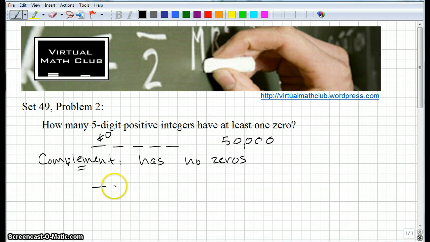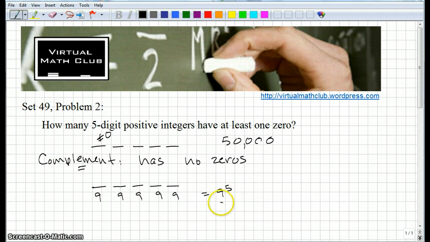So again we have 5 digits, and what are our choices for this first digit? We can choose the numbers 1 through 9, right? So we have 9 choices for the first digit. And then if we're counting the ones that have no zeros, we have 9 choices for the second digit, so just 1 through 9. We can't choose 0. 9 choices for the third, 9 choices for the fourth, and 9 choices for the fifth. So we have 9 to the 5th ways of getting no zeros.